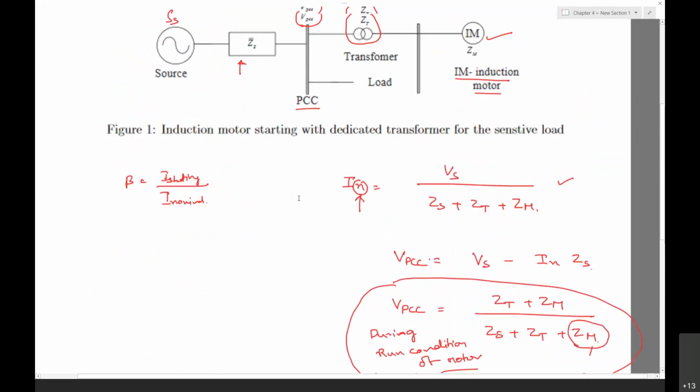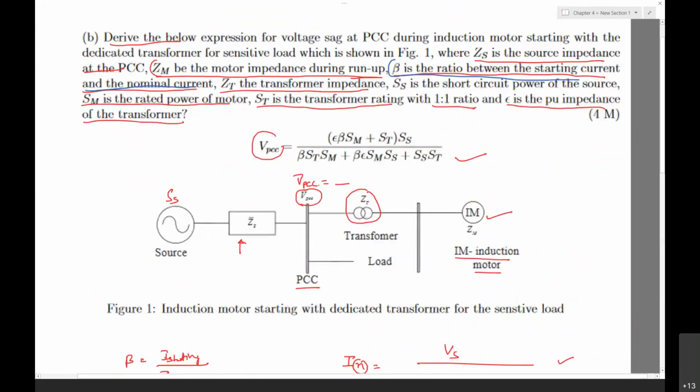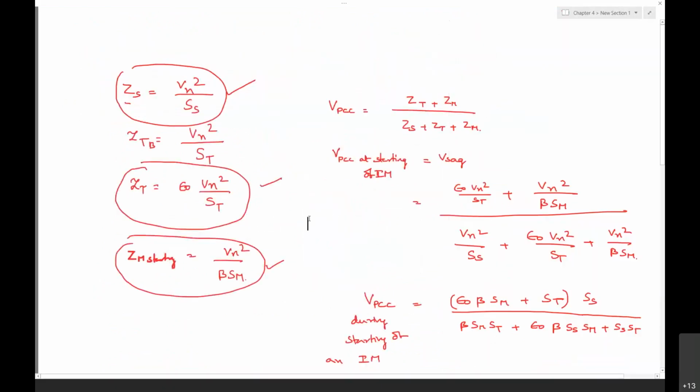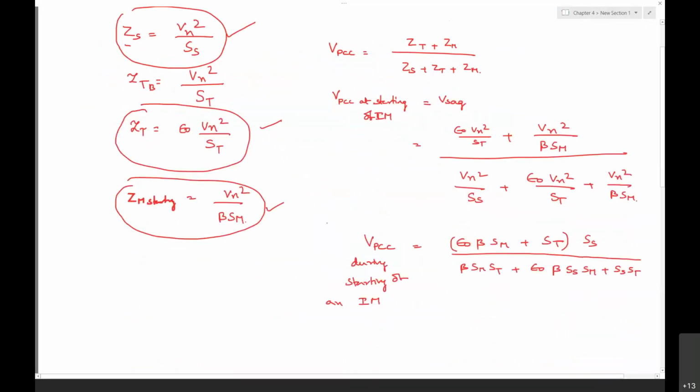Here is epsilon naught of beta times of Sm St plus Ss. Here it is beta times of St Sm plus Sm Ss and Ss St also. The same equation which we got also. Okay, this particular equation.